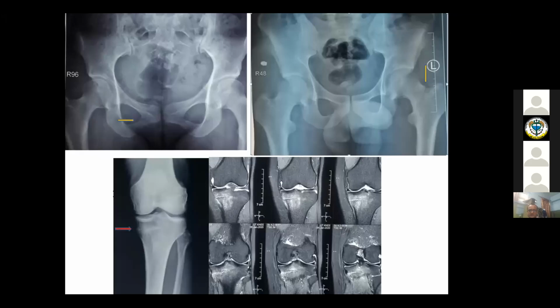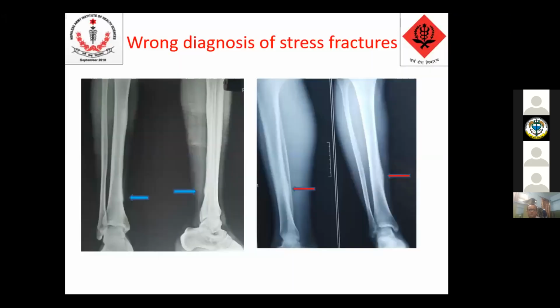These stress fractures are very common in the military population, but this is not always the case. There have been some wrong diagnoses of stress fracture. Among these, the first picture was diagnosed as chronic osteomyelitis, and in the second picture the patient was suspected of having a malignant bony tumor and was sent to our center for further evaluation and treatment.